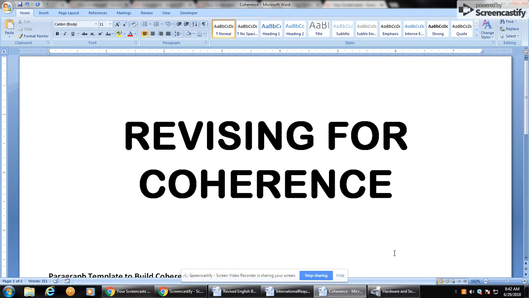Now, in the previous unit, we learned that one way to build coherence is by using transitional words and phrases. Those are words like additionally, therefore, however, as a matter of fact, for example, to illustrate, etc. The problem is that it can become a bit boring, or it can make your writing seem a bit stilted or uninteresting if the only way you connect ideas is through the use of transitional words and phrases.